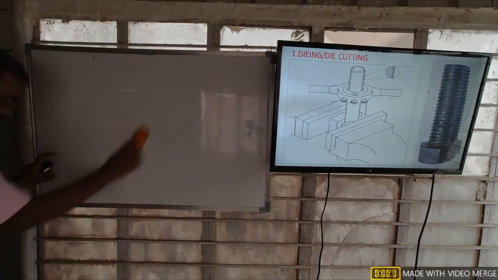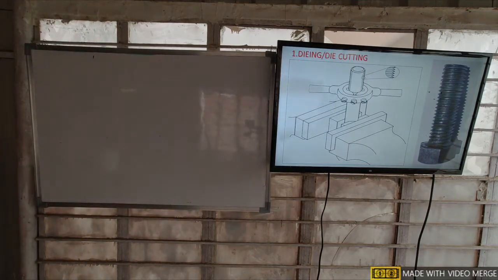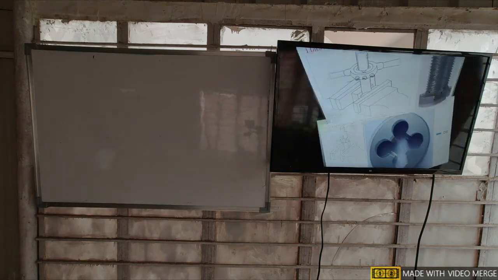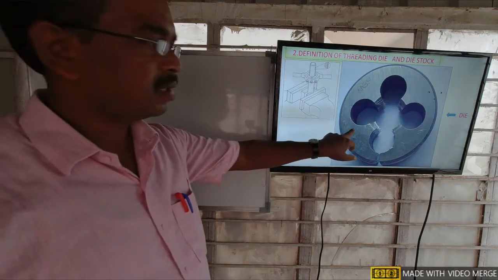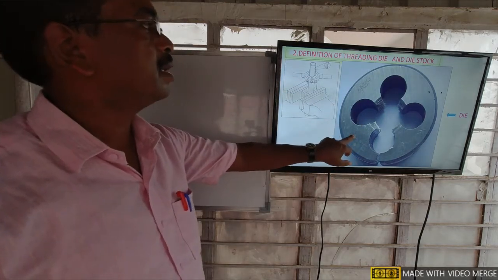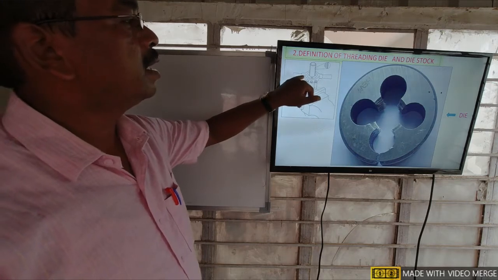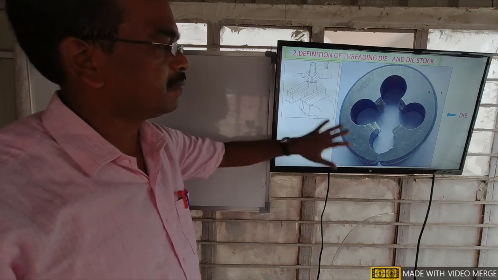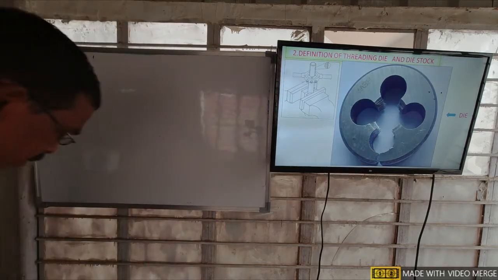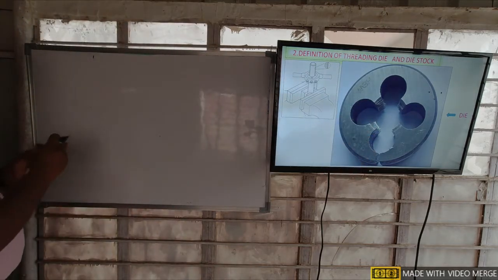Okay, now we will move to the second objective. What is the second objective? The second objective is knowing what is die and die stock. See, this is the die. Actually, this die will be held in the die stock and we will produce the thread on this cylindrical surface. For the die, the definition will be like this.